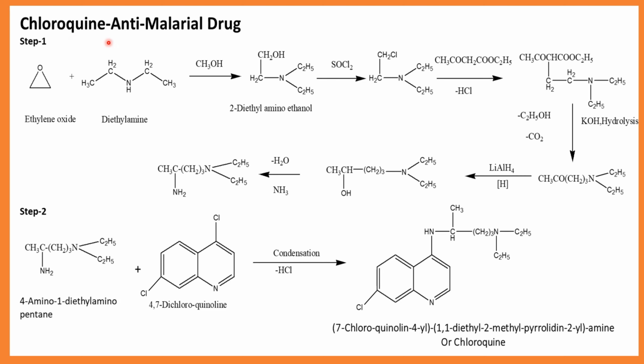Let's start with synthesis of chloroquine, which is an anti-malarial drug. The synthesis of chloroquine is divided into two steps, step 1 and step 2. In step 1, the reactants are ethylene oxide and diethylamine. In first step, you can see the formation of 4-amino 1-diethylaminopentane will take place. While in second step, the 4-amino 1-diethylaminopentane and 4,7-dichloroquinoline will fuse together to form chloroquine.